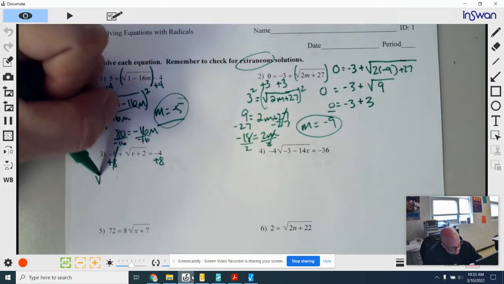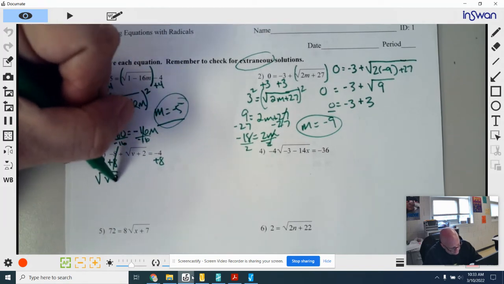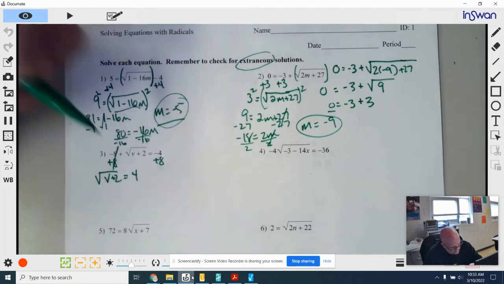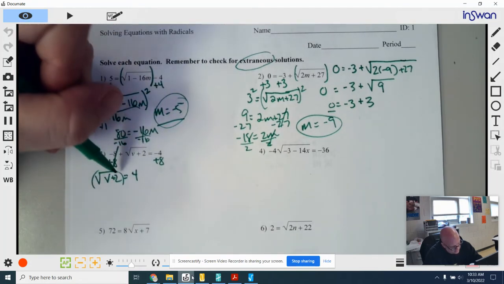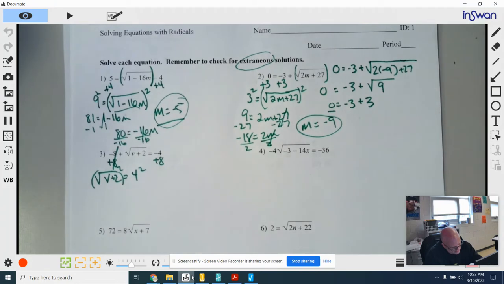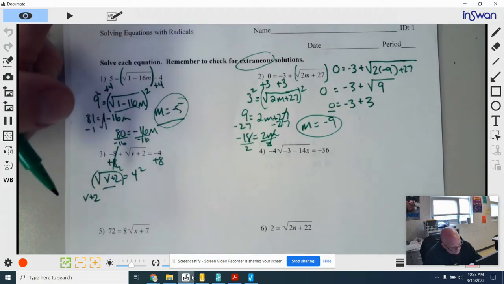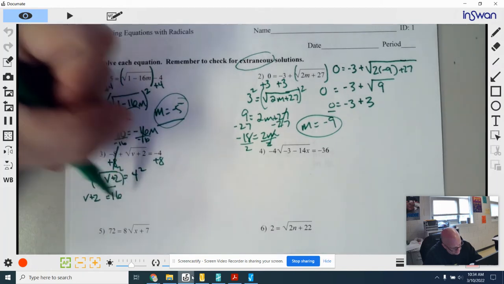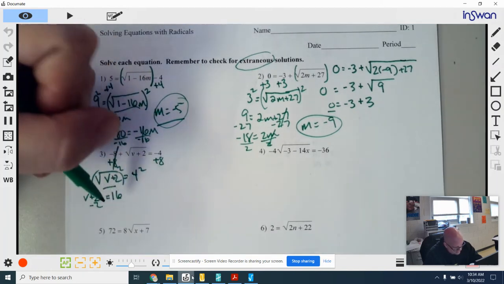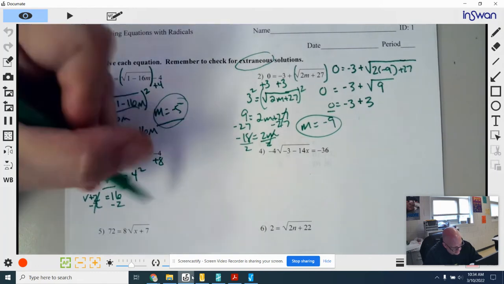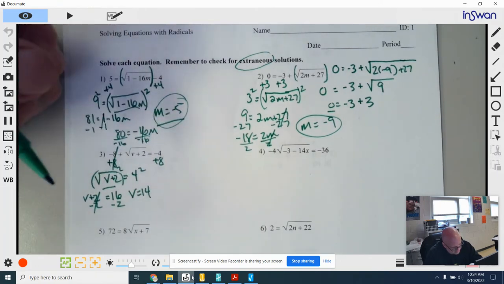Cancels. So we have the square root of v plus 2 equals now 4. So we're going to square this side, square that side. Out comes just what was under the radical symbol, v plus 2 equals 16. Okay, subtract 2, and we get v is equal to 14.